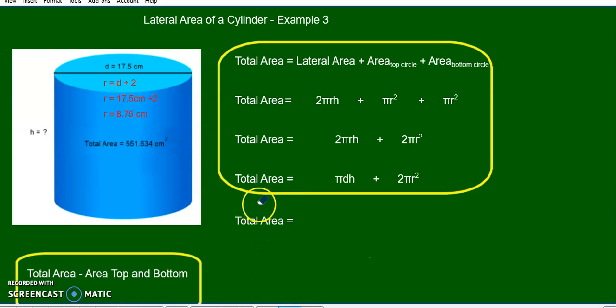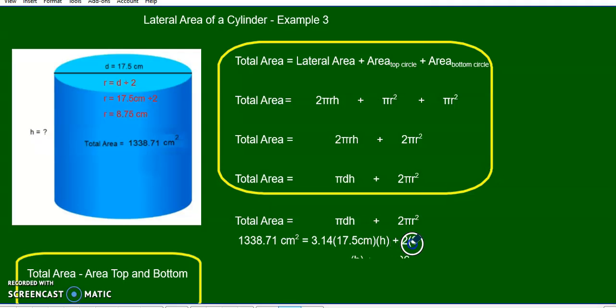So let's write the formula again here. I'm just going to recopy the formula. We have all these numbers. We have the total area, so I'm just going to plug it into the equation. That's the total area, 1338.71 centimeters squared. This was wrong before, so this is the correct area. And pi times diameter, I know the diameter is 17.5. And h I do not know, so I'll leave the variable h. 2 pi, 3.14, r is 8.75 squared. So I just plug in all the numbers I know into the equation on both sides.